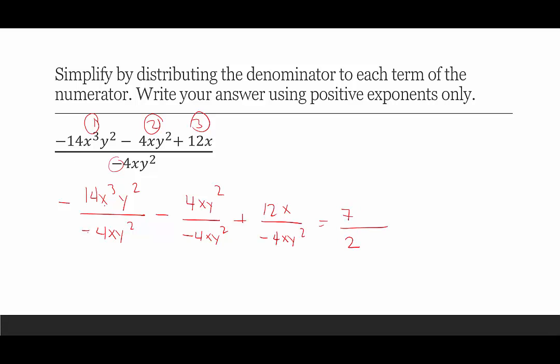Then we have 3 factors of x in the numerator, 1 in the denominator, so we're going to have 2 factors of x remaining in the numerator, and the y squares will cancel out. So our first term is 7x squared over 2. In the middle, we have a minus and a negative, so 2 negatives will turn the middle term positive, and then the 4's cancel, the x's cancel, the y's cancel.